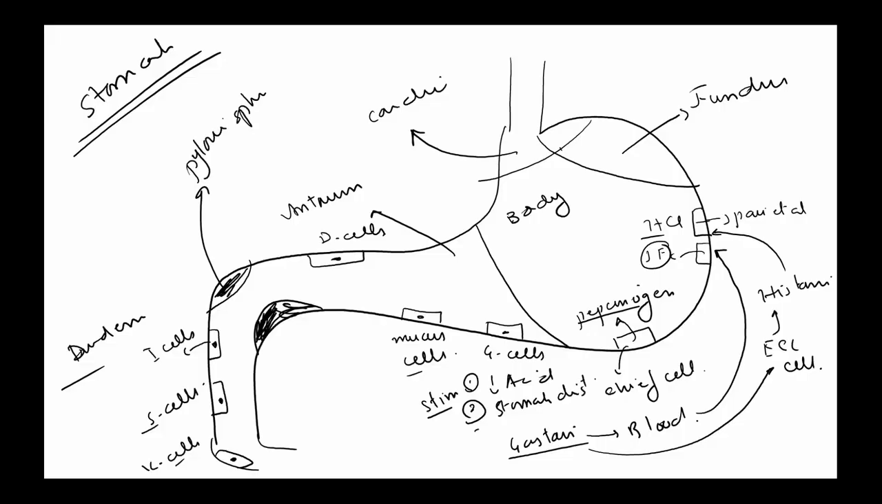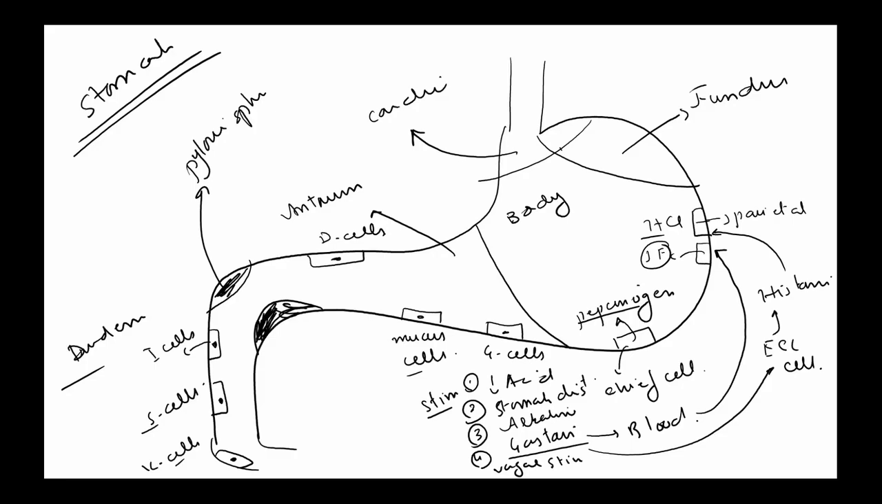Third, because they are responsible for the formation of acid, G cell, gastrin, indirectly. So let's say if the environment is alkaline, that will also stimulate G cells. Fourth, vagal stimulation. Parasympathetic stimulation can also activate G cells.